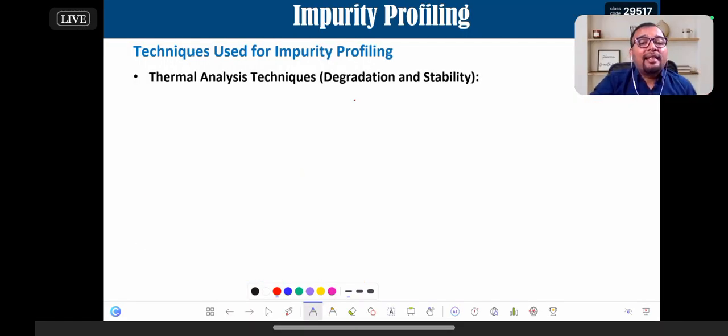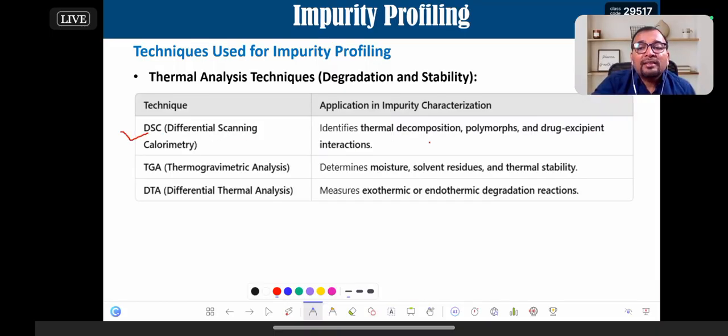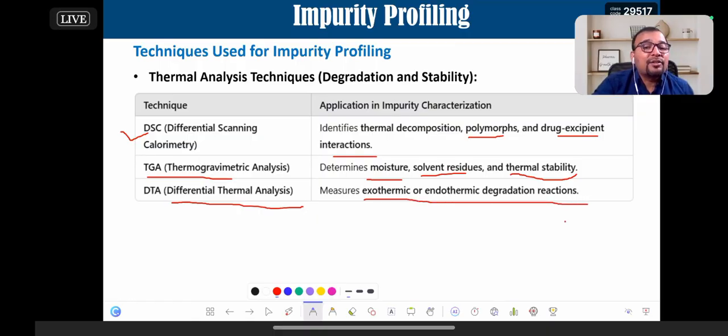Then what are thermal analysis techniques? Now there are thermal techniques which also help you in identifying the impurity details. These techniques help in detecting thermal degradation impurities, polymorphic changes, and stability issues. Polymorphic change is a very interesting area where DSC can be used. DSC can help you understand the polymorph and drug excipient interaction. TGA is also very important to understand the moisture, solvent residues, and thermal stabilities. Differential thermal analysis is also important to measure exothermic or endothermic degradation reactions.